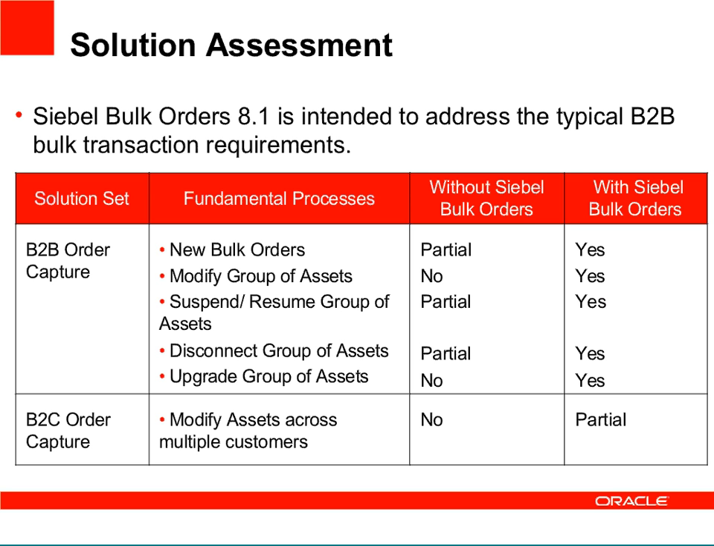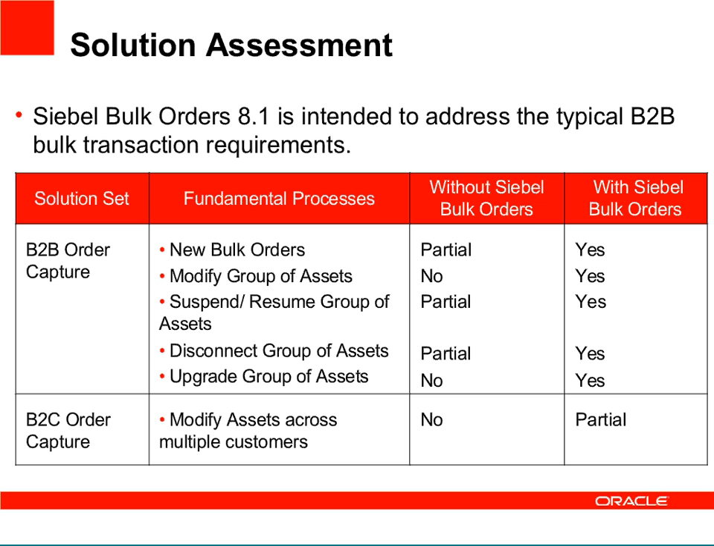For B2B order capture solution, let us look at the assessment of the fundamental process with bulk orders. For new bulk orders, without Siebel bulk orders, the solution would be partial. This can be done with some business service to an extent, while bulk orders provides a complete solution. Modify group of assets cannot be done without Siebel bulk orders. Bulk orders provides a complete solution. Suspend and resume is partially done without bulk orders, while bulk orders provides a complete solution.